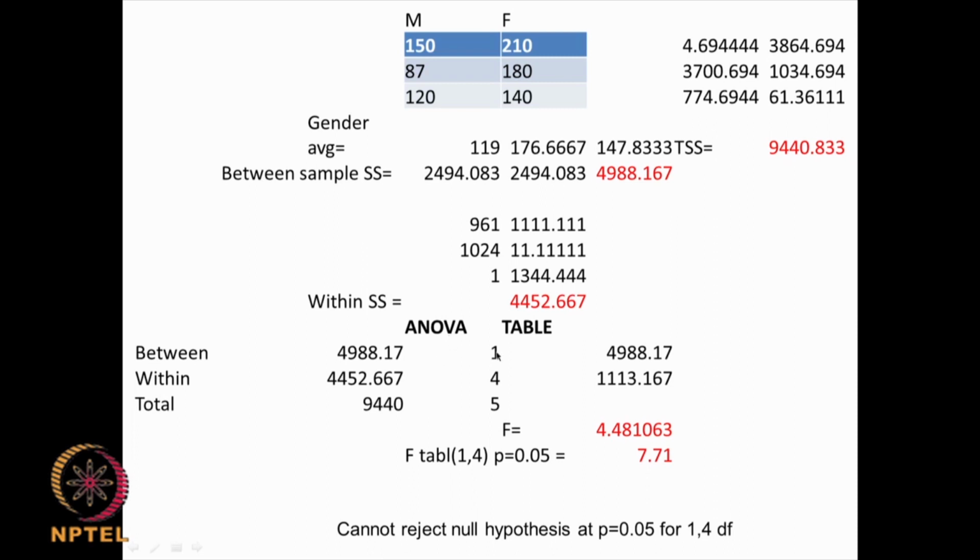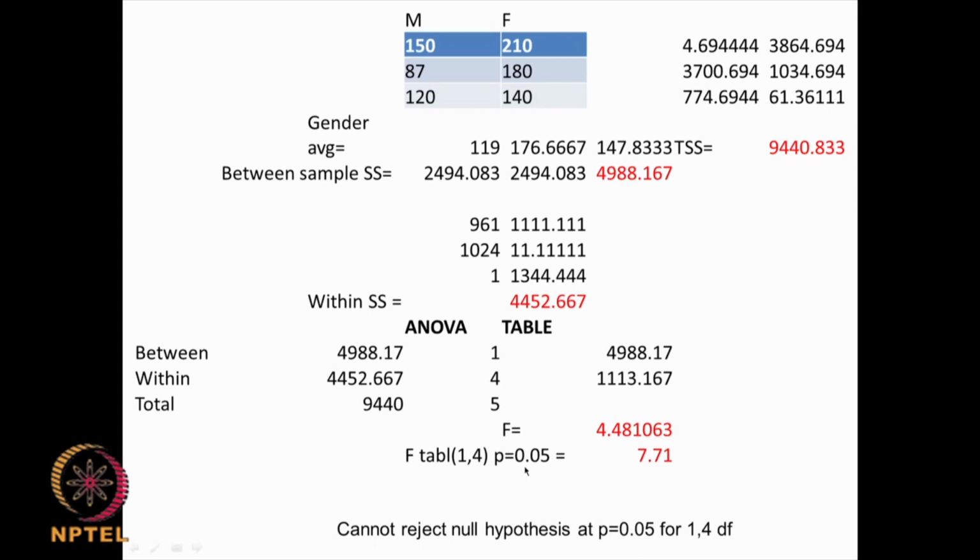And then degrees of freedom, like I said, there are male and female. So 1 degree of freedom for between, and for total, 6 data points, so 5 degrees of freedom. So within will come to 5 minus 1, which is 4. Now mean sum of squares: 4988 divided by 1, 4452 divided by 4, that gives you this. Now the F ratio is between divided by within. Within is an indication of error. So it comes out to be 4.481.